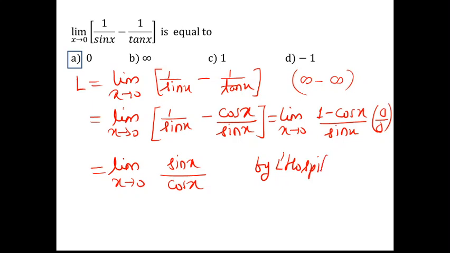Now apply the limit. So the value of sine 0 is 0, but cos 0 is 1, so 0 by 1, which is equal to what? 0. So the value of the limit is nothing but 0. So in this way it can be answered.